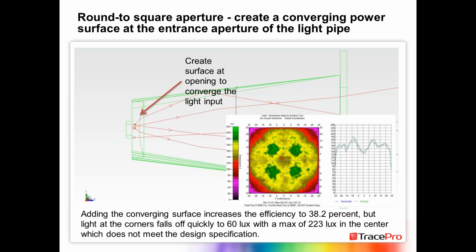So what I'm going to do is, I said that I could create some type of power on either the entrance surface or the exit surface. In this case, I'm going to want to have it on the entrance surface since I want the output surface to be flat. So I've added this converging surface. My efficiency jumped up to 38%, which is a good thing from that initial 23 percent. But the light at the corners falls off quickly, and I'm not getting the square pattern that I want. So I'm going to optimize it.